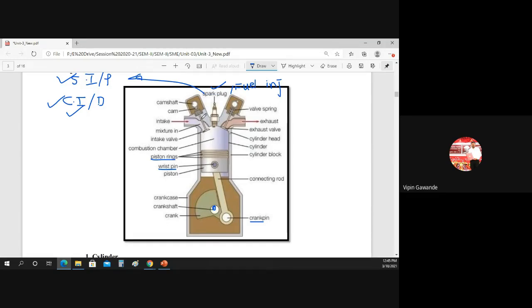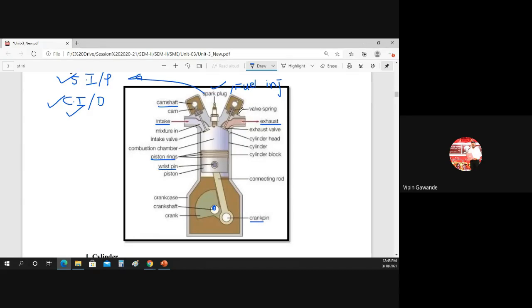Then we have the inlet valve. So this is the inlet valve here. This is called the intake port and exhaust port. The valves are different from the ports. These are the valves, the intake valve and exhaust valve, and these are operated by means of the camshaft.